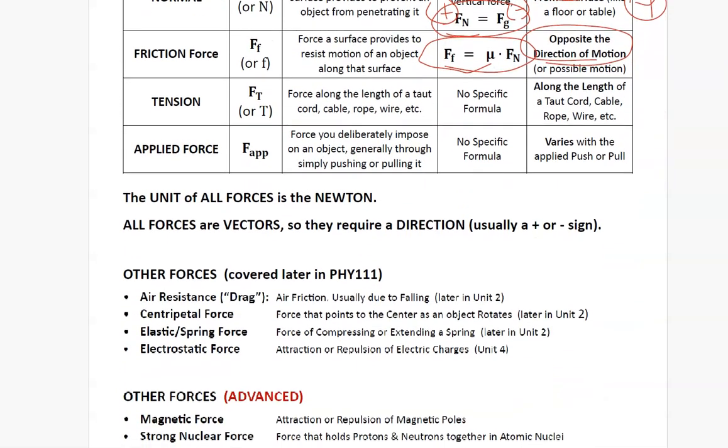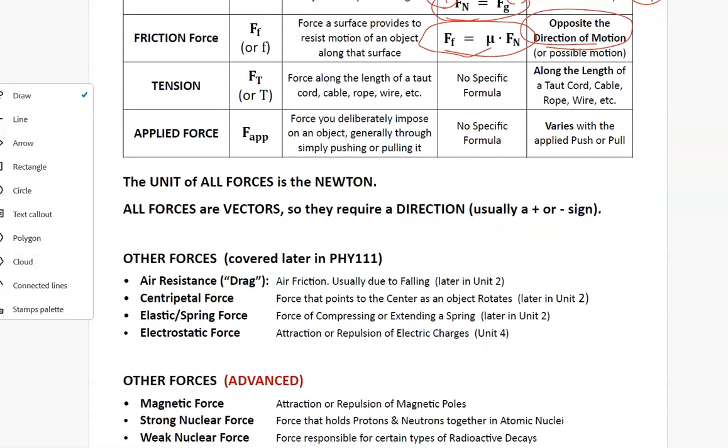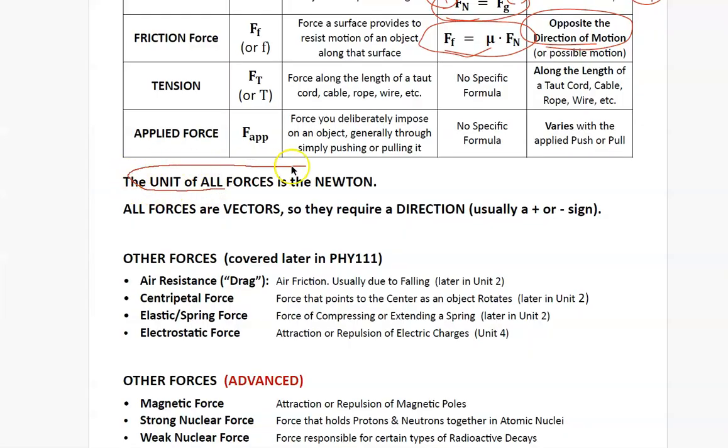All right, so little hints. The unit of all forces is a Newton, capital N, okay? All forces are vectors, so they have to have a direction. When you're drawing your free body diagrams, you might have a force this way, you might have a force this way, you might have a force that way, you might have a force that way. You could have forces this way, and we haven't talked about how to deal with diagonal forces.